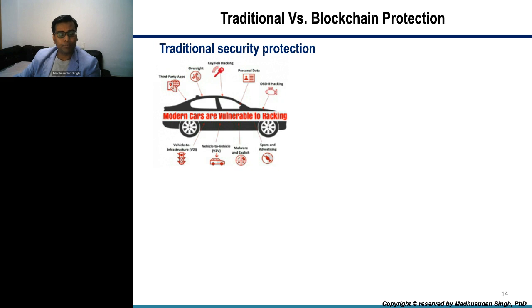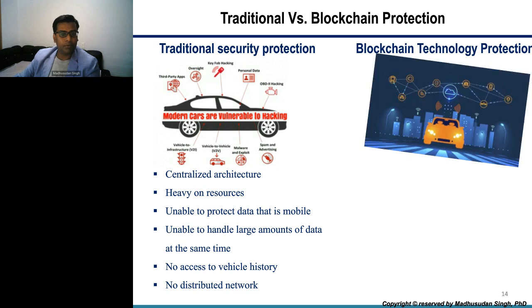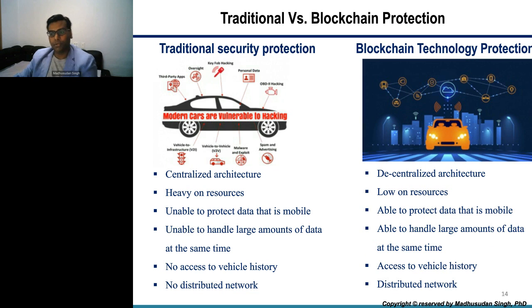For that purpose, we proposed blockchain technologies to remove those traditional security issues: centralized architecture, heavy on resources, unable to protect data that is mobile, unable to handle large amounts of data at the same time, no access to vehicle history, and no distributed networks. So how can we protect those things with blockchain technology? We provided everyone the basics of what blockchain technology is. As we know, blockchain has a decentralized architecture, is low on resources, able to protect data that is mobile, able to handle large amounts of data at the same time, and provides access to vehicle history and distributed networks. How are they going to be used?